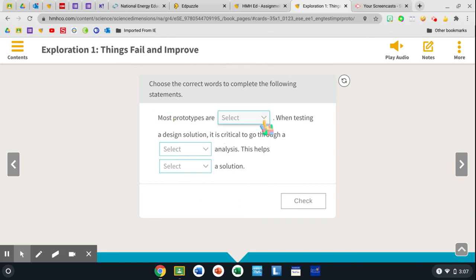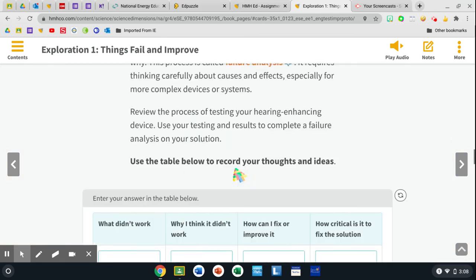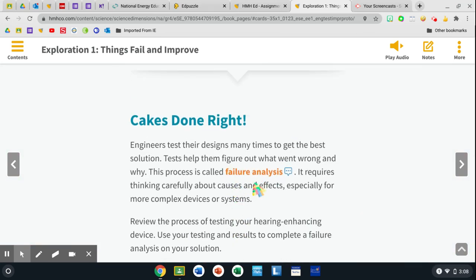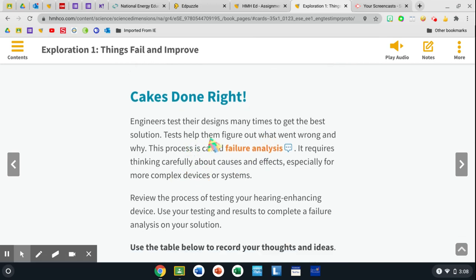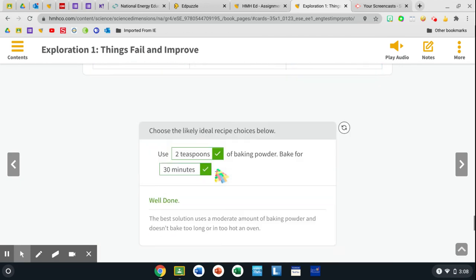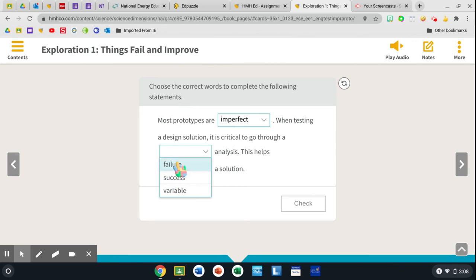Most prototypes are blank: perfect, imperfect, or easy to redesign. Imperfect, IM means not. So most prototypes are imperfect. When testing a design solution, it is critical to go through a blank analysis: failure analysis, success analysis, or variable analysis. Well, the only kind of analysis that we've talked about was up here, and it was called a failure analysis. When you figure out what went wrong and why, that is a failure analysis. So we're going to click on that.